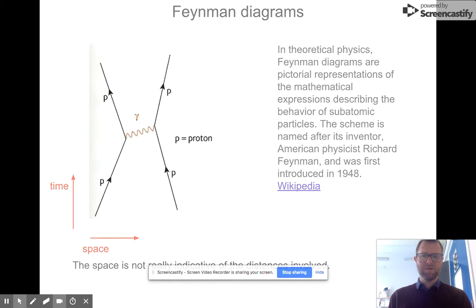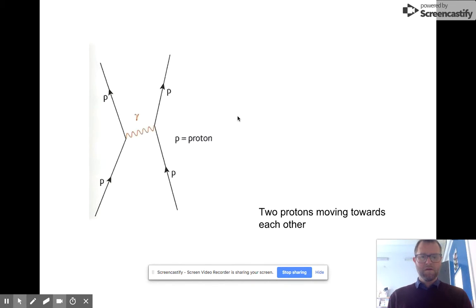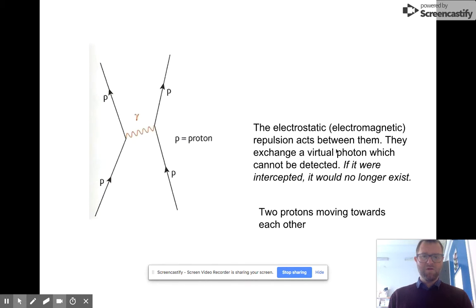So let's look at this one in a bit more detail. From the bottom, you have two protons moving towards each other. As we know, the electrostatic repulsion acts between them, and this is an exchange of a virtual photon. So the virtual photon means it cannot be detected. If it was intercepted, it would no longer exist, but it's a way of us understanding the process in turn. And this repulsion is indicated by the two protons then moving away from each other. So that's a fairly typical interaction. And we'll take you through a few of these just to help you understand.